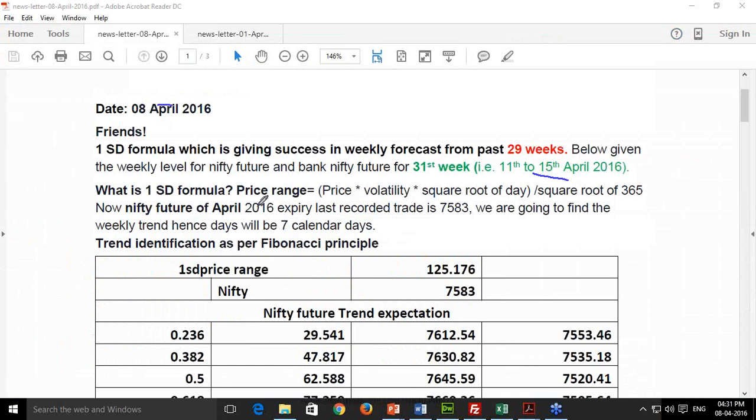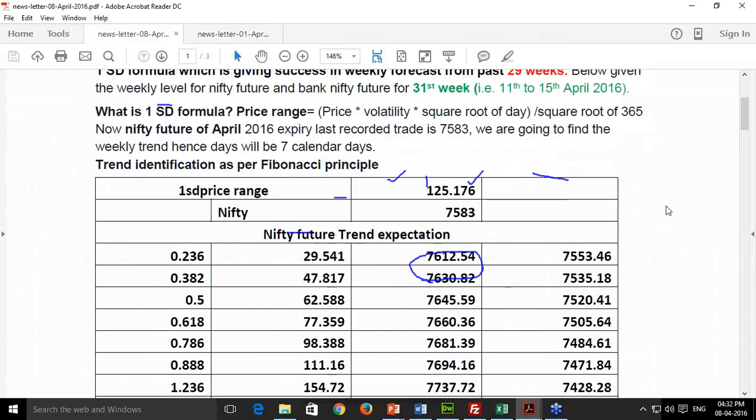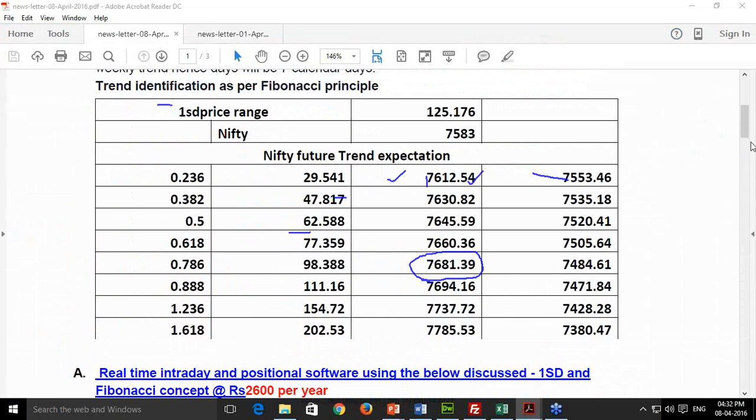The formula for 1SD is price times volatility times square root of days. Here for Nifty, I have taken 11 point and odd volatility. For the square root of days, I have taken 7 calendar days. Price is 7583. Based on that, I got that 125 points of oscillation is expected in the Nifty future in the coming week. Based on that, our trend calculations start here.